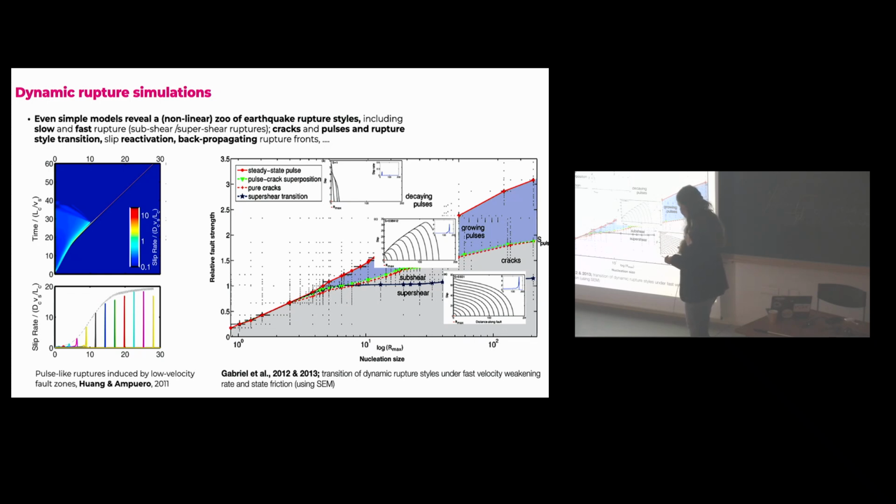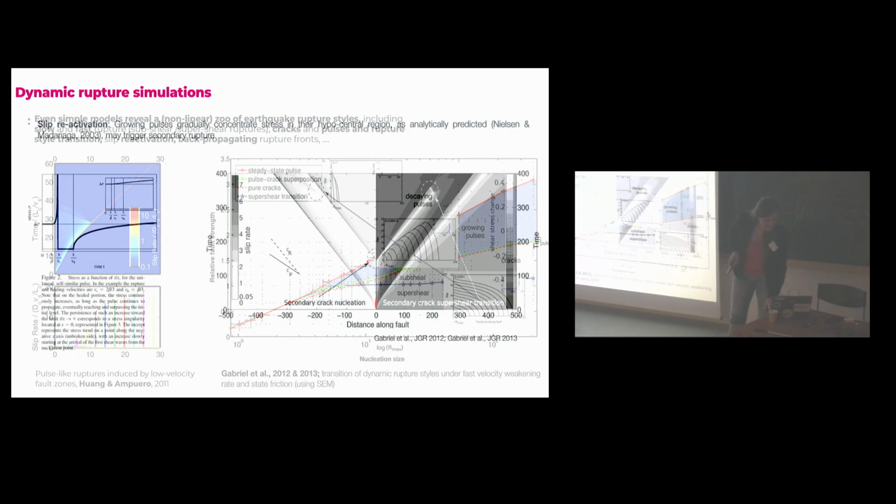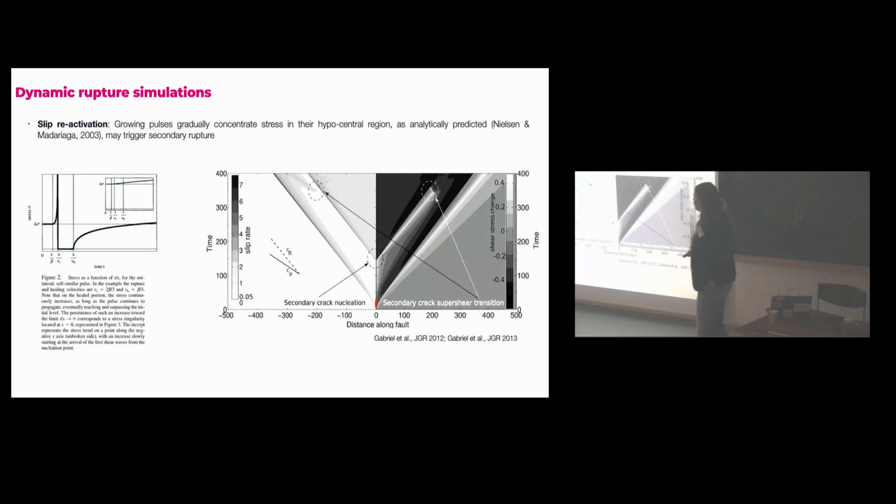This is work from my PhD with Pablo, where we showed how rupture styles can transition from decaying pulses to growing pulses to cracks, from subshear to supershear, depending on nucleation and relative fault strength. And here's another example, about slip reactivation, that I will get back to when I talk about the Noto earthquake.